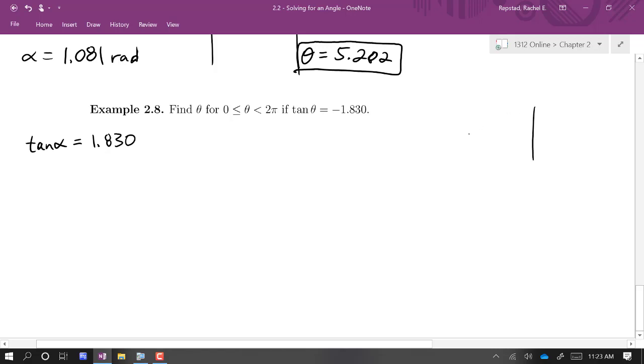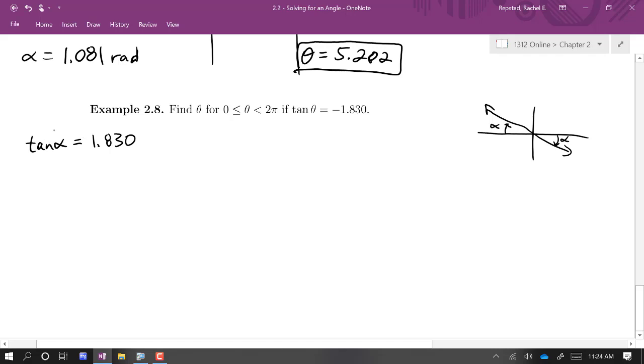And tangent is negative. Remember that tangent is sine divided by cosine. So if tangent is negative, that means sine and cosine have to be different signs, right? One has to be positive and one has to be negative. And that happens in quadrant 2 and quadrant 4. So after I find that reference angle alpha, I'm going to subtract it from pi to get the second quadrant angle, and then I'll subtract it from 2 pi to get the fourth quadrant angle.